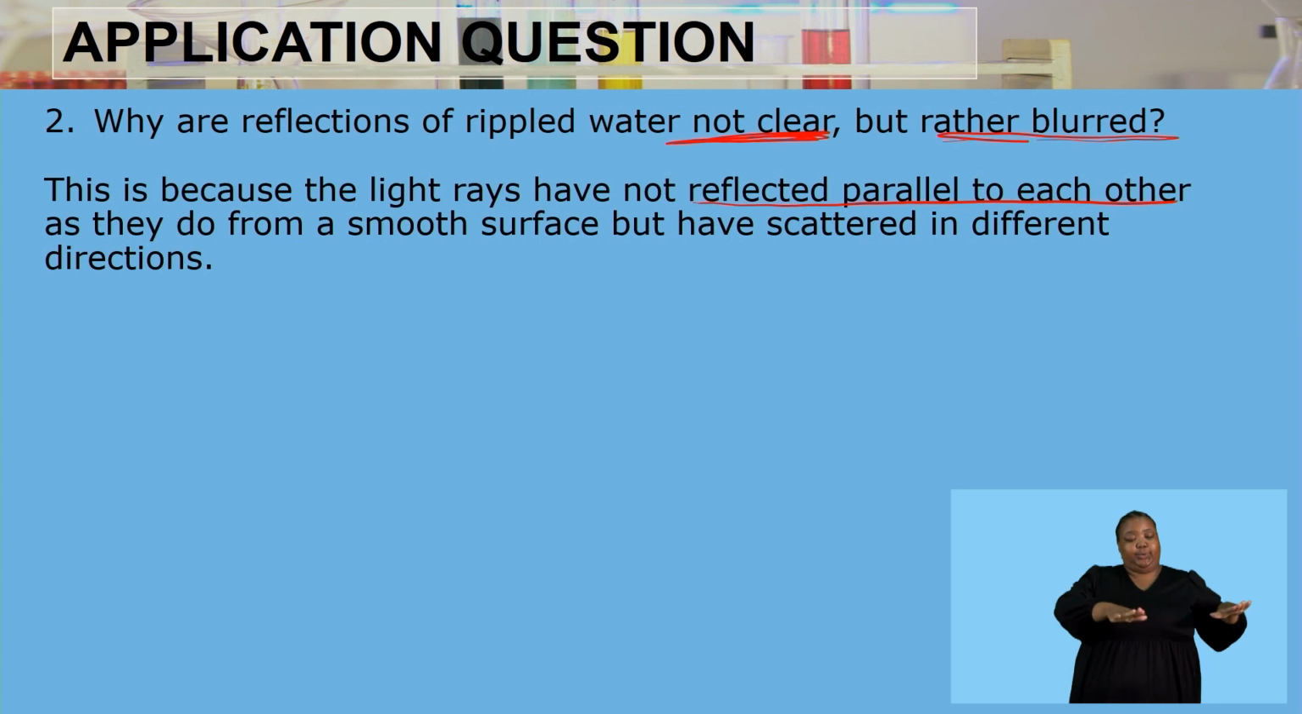Remember, we can either have a smooth surface or a rough surface. In a smooth surface, the light rays are going to be reflected parallel to each other. However, on a rough surface, those light rays are not going to be reflected parallel to each other.